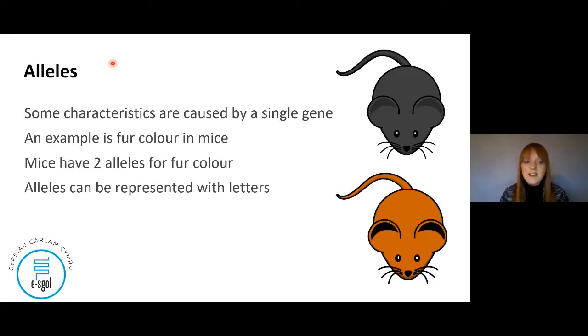Alleles, to make it easier, can be represented with letters. As we move through this lesson, hopefully we're going to start building up our understanding of this, and then we can bring it all together to answer GCSE questions. We're going to have 2 versions of our mouse: our black fur mouse and our brown fur mouse.